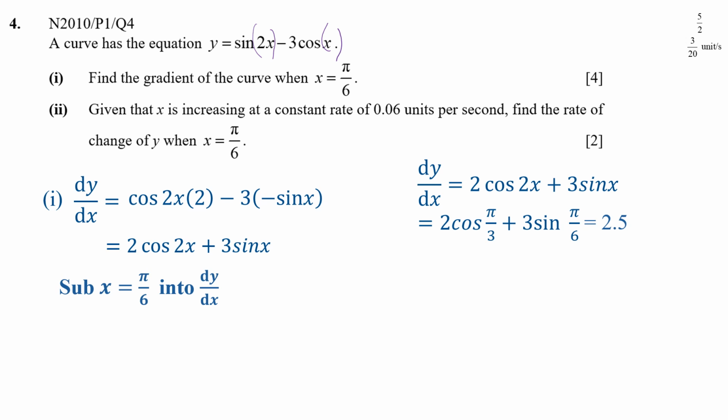Because cos 30 will give you square root 3 over 2. Some questions want you to leave your answer in exact value, so you have to be careful when you're dealing with special angles. All right, let's look at part 2.